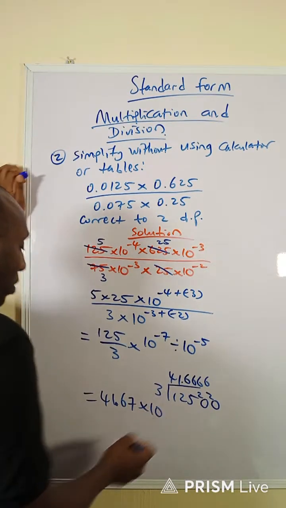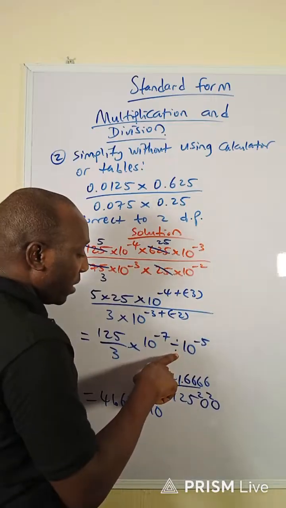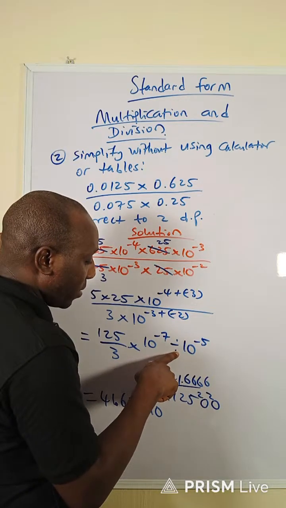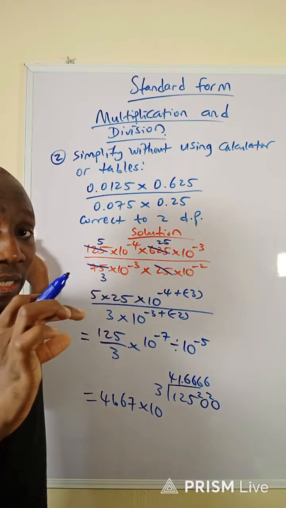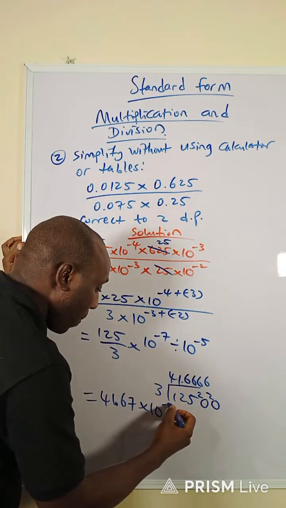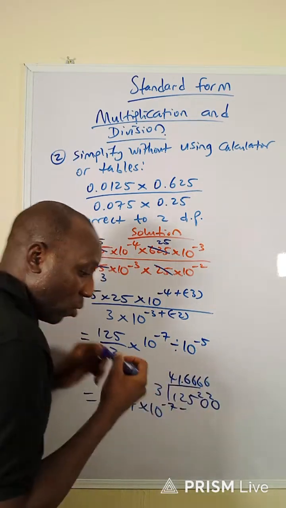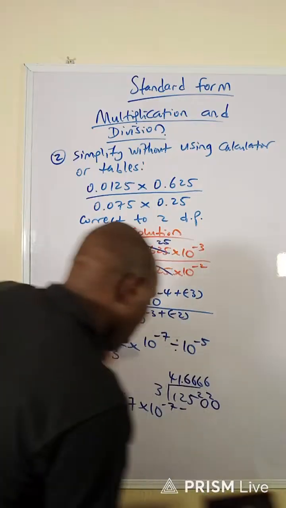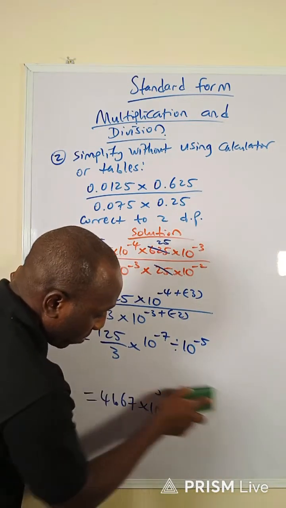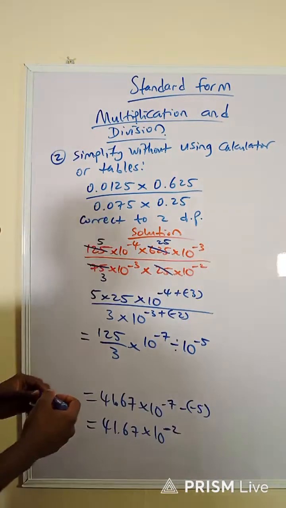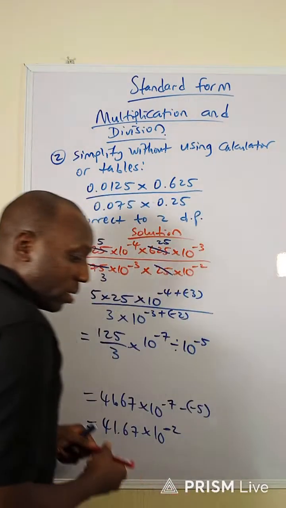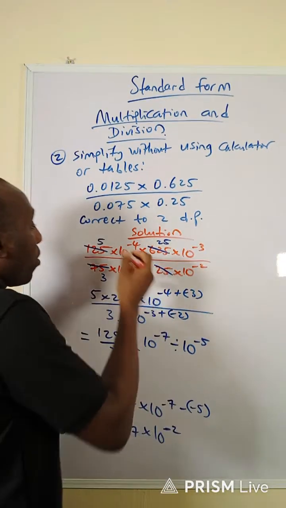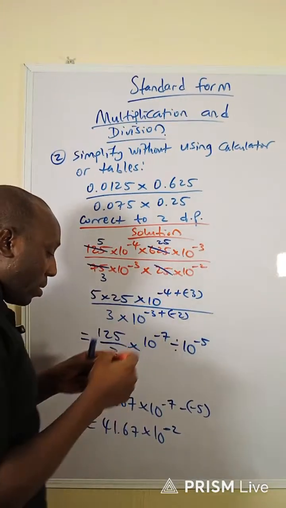Then times 10 raised to the power of what? This is your division sign, 10, 10. You have to subtract the exponents. So this will be minus 7 minus negative 5. You know what? Let me just remove this so that it will not cause any confusion. But they said correct to 2 decimal places.